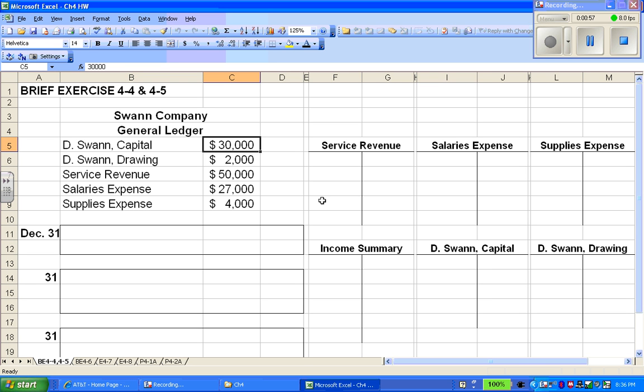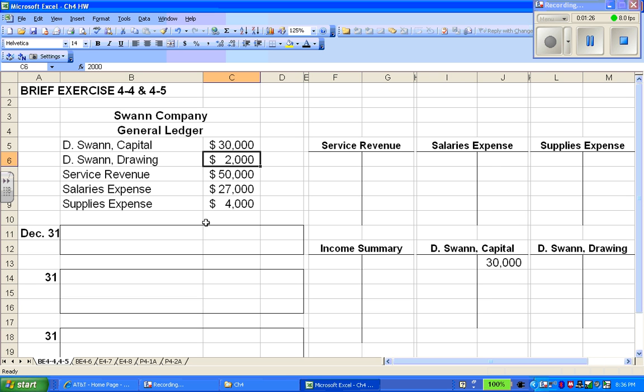A capital account normally has a credit balance. Remember the equation, assets equals liabilities plus owner's equity. Owner's equity is on the right-hand side of that equation, and right means credit. So it normally has a credit balance. So our capital, I'll put the amount right in here, 30,000. And that's our balance that they're giving us.